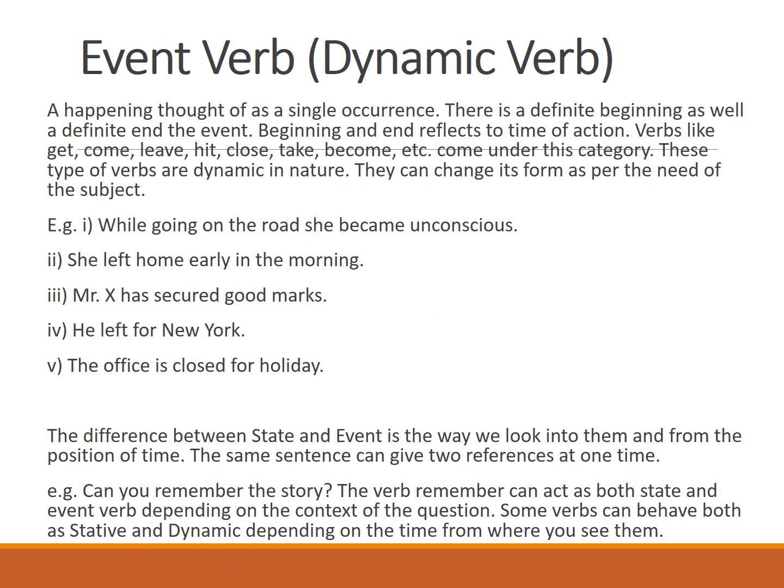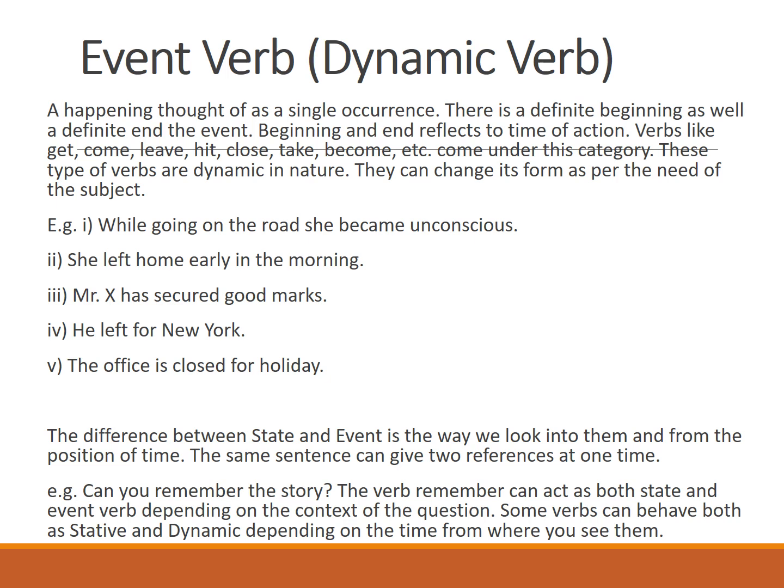Event verb or dynamic verb: a happening thought of as a single occurrence. There is a definite beginning as well as a definite end to the event. Beginning and end reflect the time of the action. Verbs like get, come, leave, hit, close, take, become, etc. come under this category. These types of verbs are dynamic in nature. They can change their form as per the need of the subject. For example, while going on the road, she became unconscious.